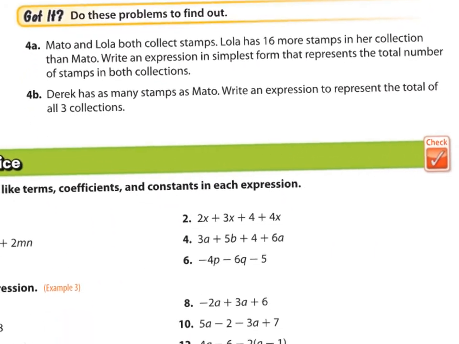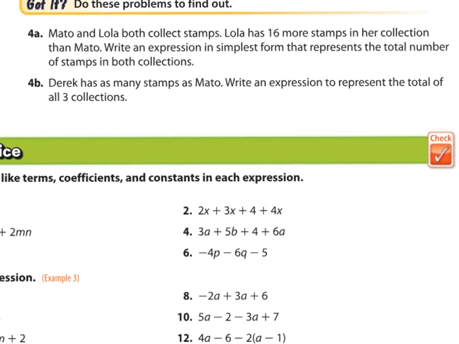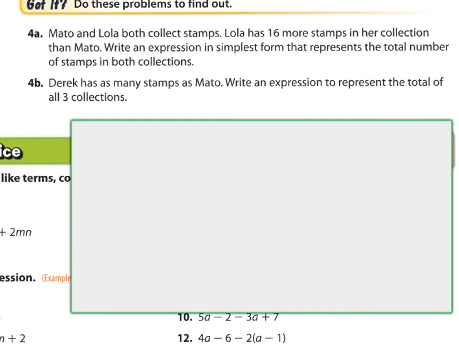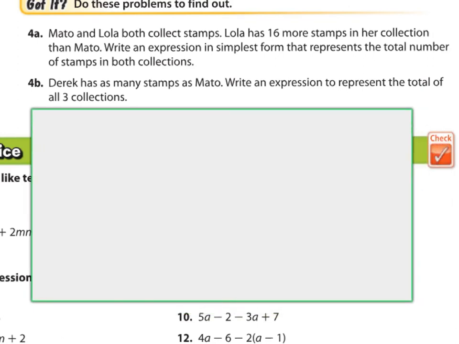Let's try 4a and 4b. Now, this would be a good time to pause the video and try it on your own, or pause it after we read it together. 4a. Mato and Lola both collect stamps. Lola has 16 more stamps in her collection than Mato. Write an expression in simplest form that represents the total number of stamps in both collections.